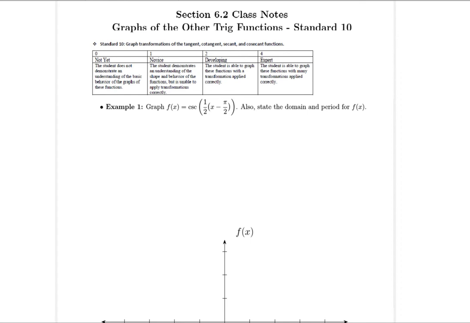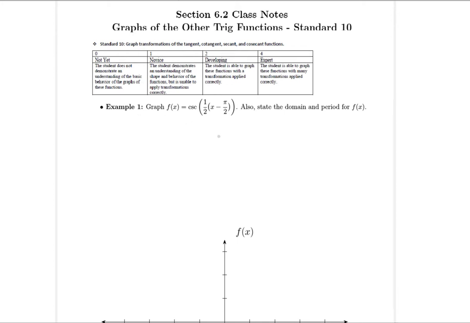All right, here we're going to work more on graphing some of these other trig functions, the cosecant, the secant, the tangent, and the cotangent. And again with these, I really want you to try to graph them on your own before taking a look at my video solution. All right, so let's first go about identifying these parts of the transformation that are important to us.